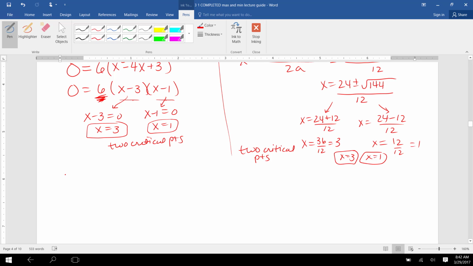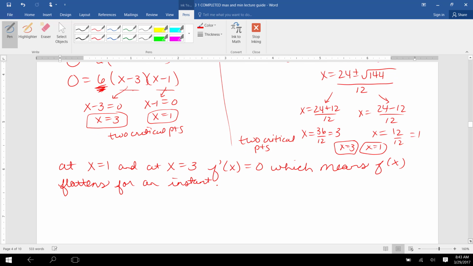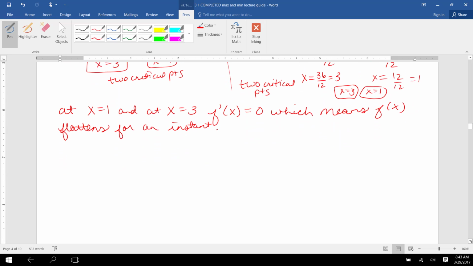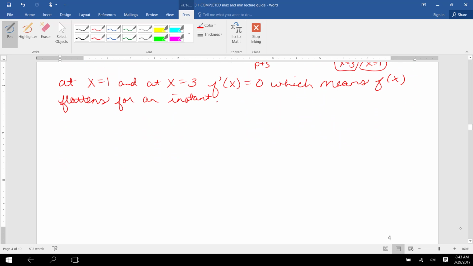I'm going to write that at these two critical points, these are the only two critical points, and at these two X values, f prime of X is 0, meaning f of X flattens for an instant. All right, so we've completed step 1. We've identified the critical points.